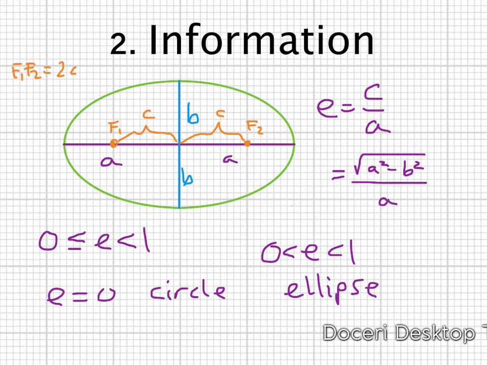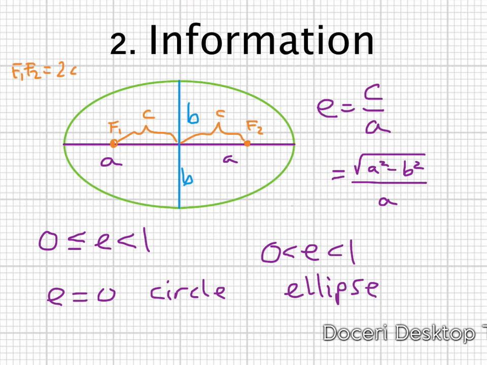But it's very complex and it's very hard to understand if you don't have a math degree, let alone if you don't have a master's degree in math. So just trust me on this. The eccentricity is equal to C, the distance from the focus to the center, over A, half the distance of the major axis. Or you can use the square root of A squared minus B squared over A.